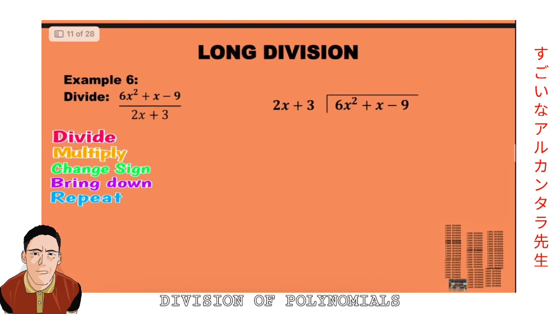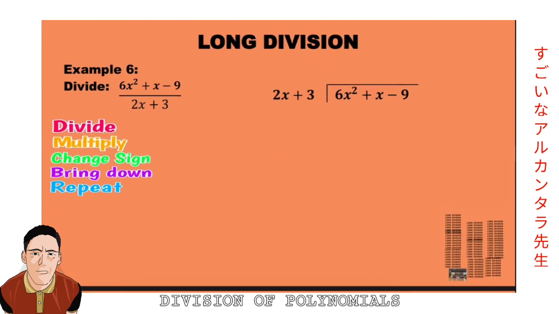Let's go. You have your 6x squared plus x minus 9 divided by 2x plus 3. Same process. 6x squared divided by 2x. This will give you 3x. 3x here. 3x times 2x. That will give you 6x squared. Then next we have 3x times 3. You get 9x. Change their signs.